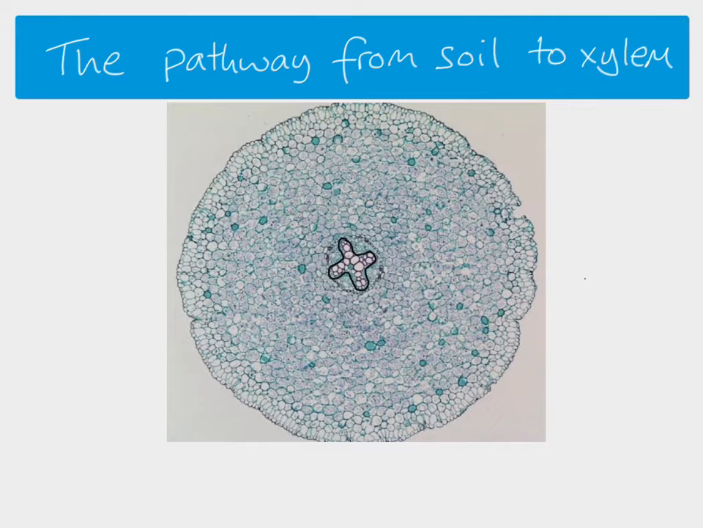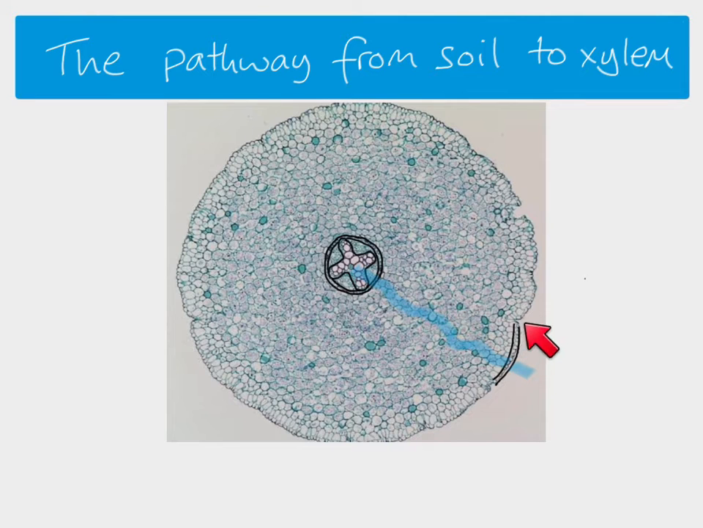Around the xylem, we have a very thin layer, usually just one cell thick, which is the endodermis. So the water has to get from out here in the soil all the way across here, has to cross the endodermis, and it has to get into the xylem. The outer layer, remember, so this layer here, this is our epidermis.